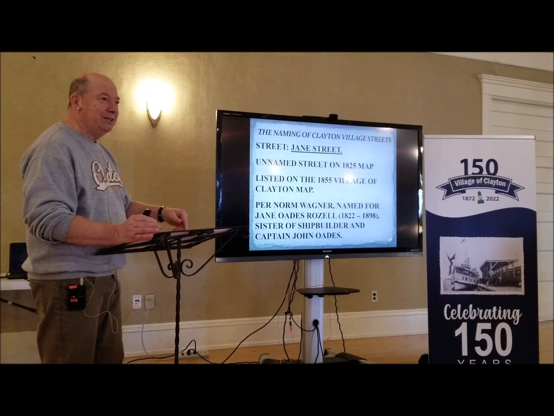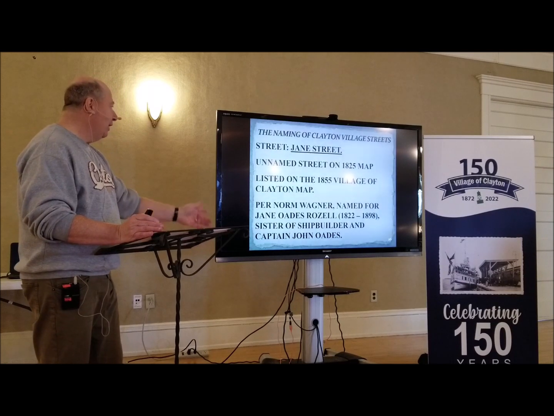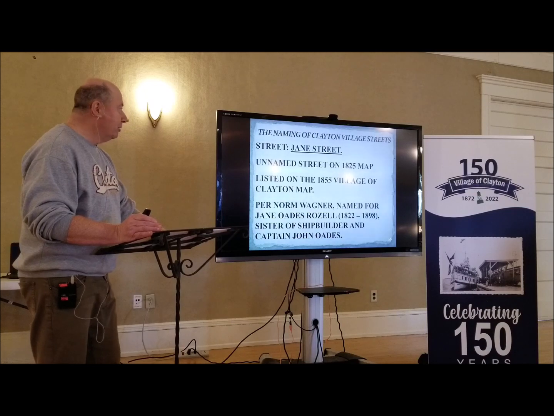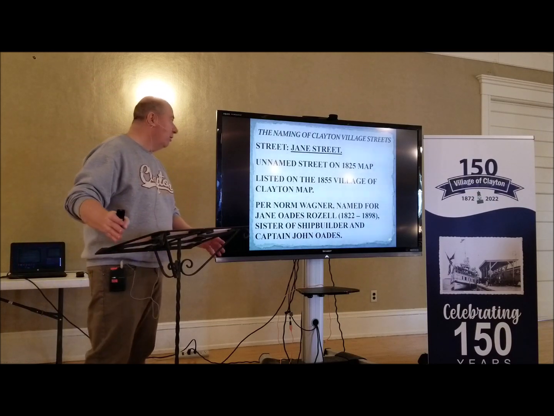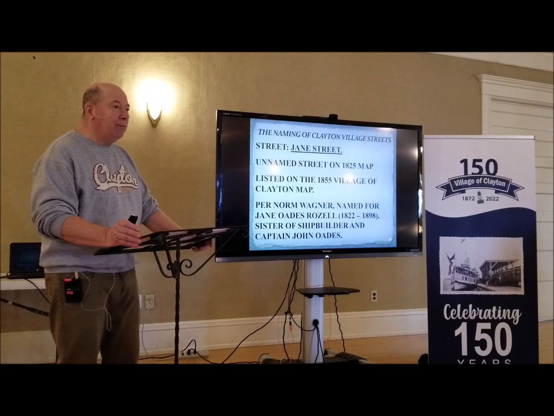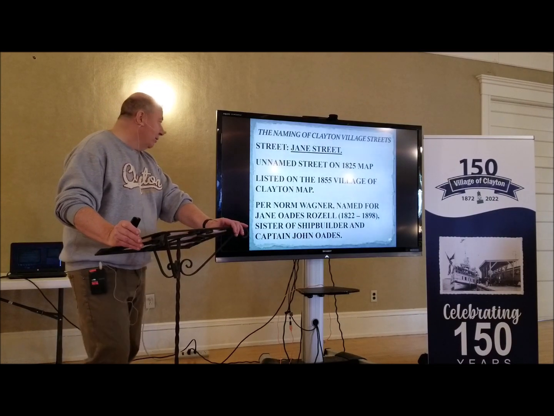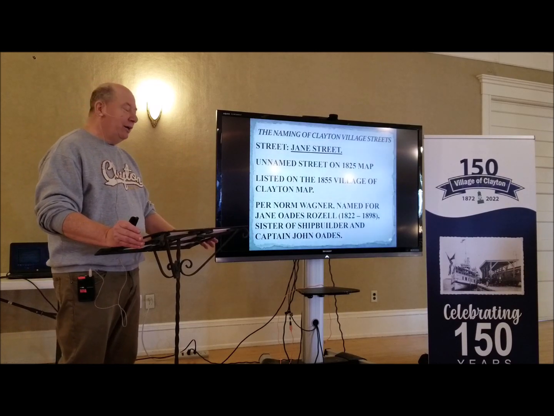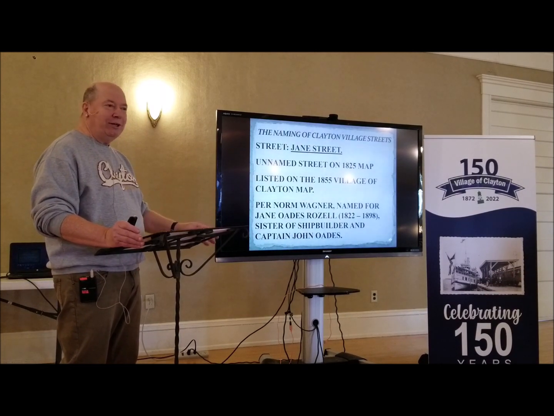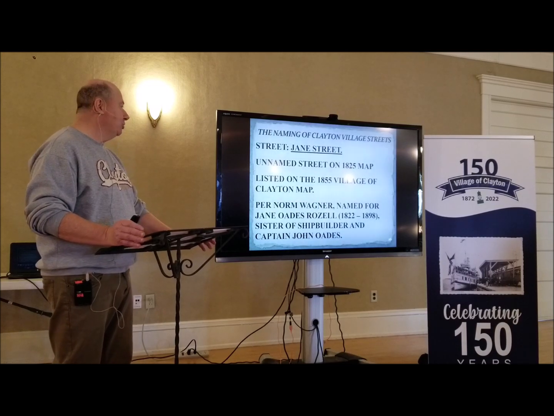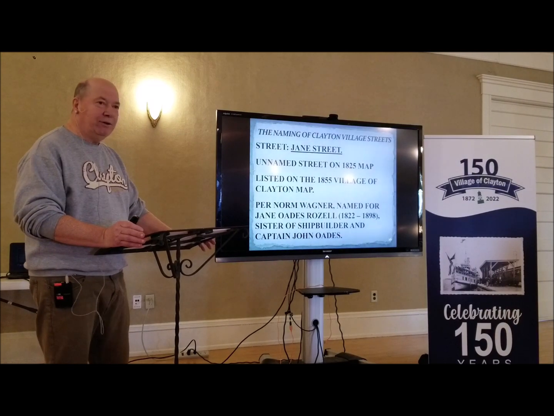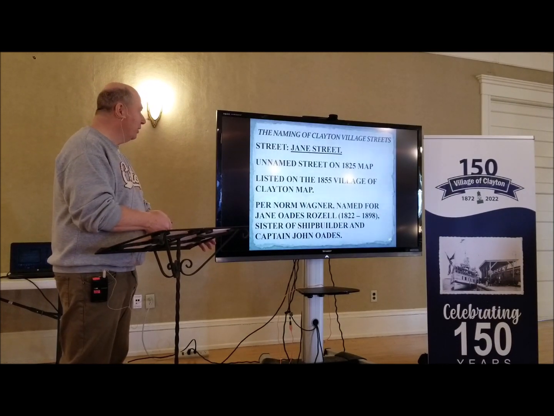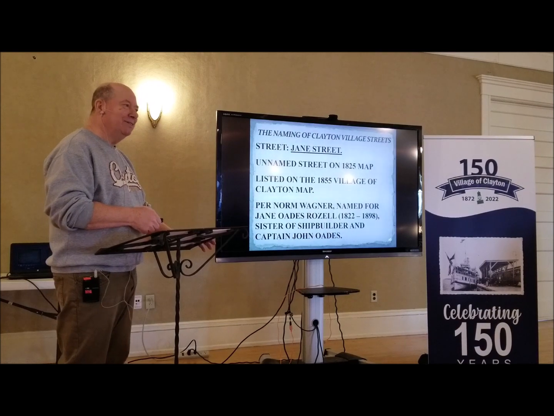So she actually showed a picture of the headstone, and it's Jane Oates Roselle, and she died in 1898. The street was listed a lot earlier in 1855, probably before she was married. But these are important people, shipbuilders, and he must have known people that were naming the streets, but it's after Jane Oates, who lived in Clayton and died in Clayton, and is buried in Clayton. James Street, not a LaRae, an Oates.